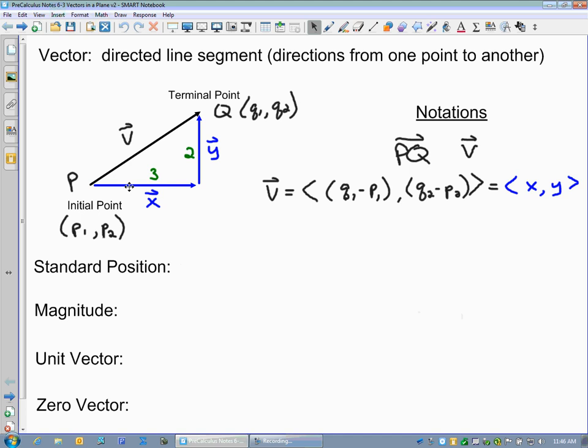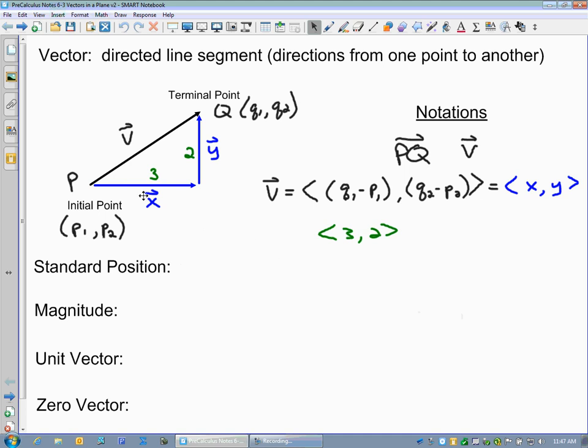Now if we were to give this some numbers as a number example, let's say this length was 3 of this side, and the length of the vertical side was 2, then we could say that this was the vector <3, 2>. And this is in component form using angle brackets. This says if I'm at point P, I go 3 horizontally, 2 vertically, and I arrive at point Q.